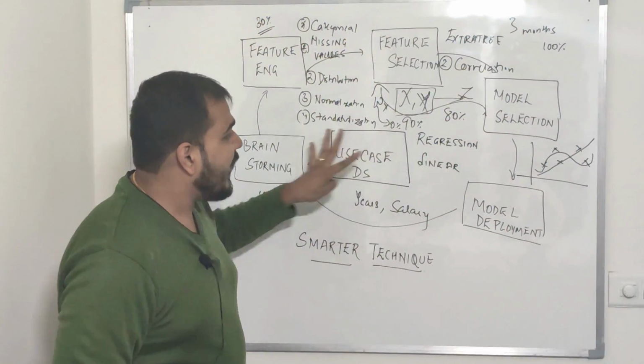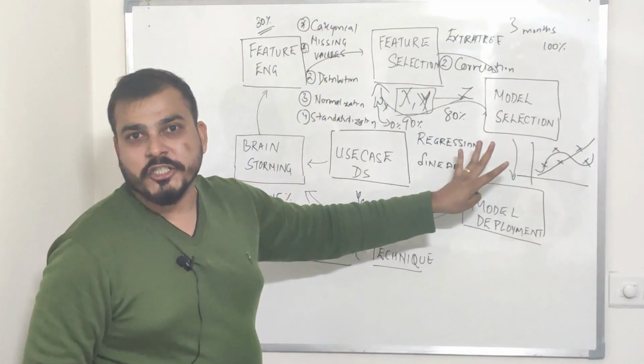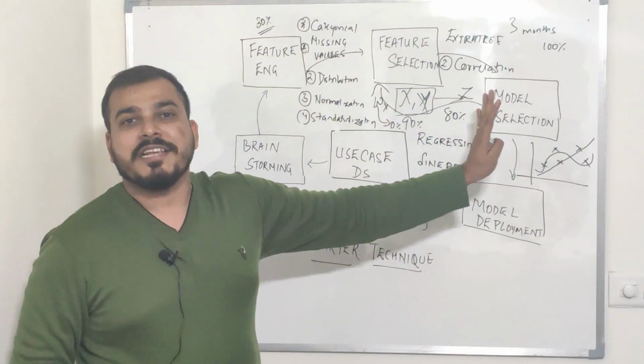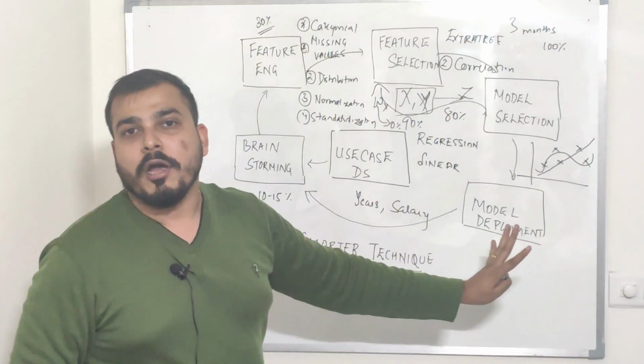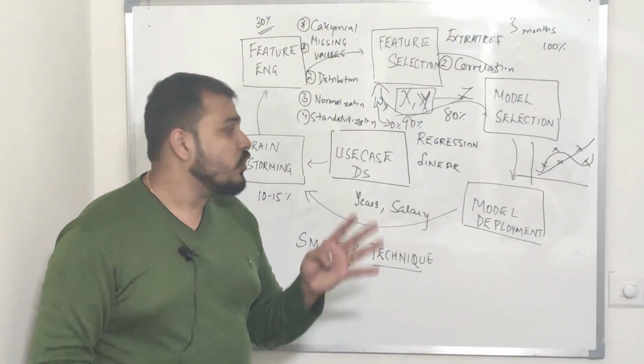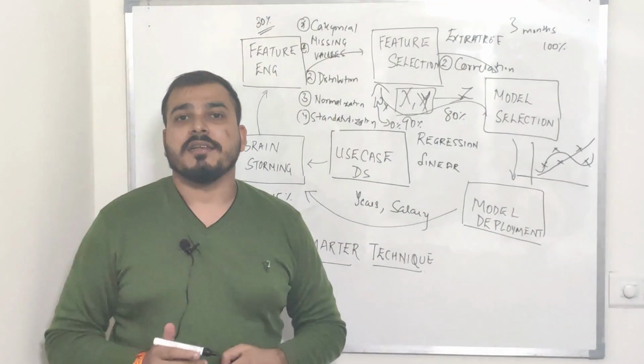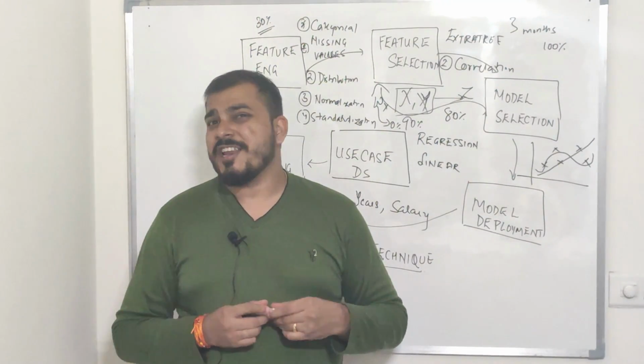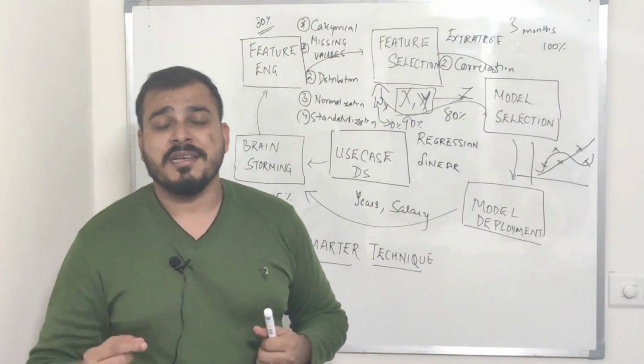In this particular thing, I'm not just learning linear regression. I'm learning feature engineering. I'm learning feature selection. I'm doing the model selection. And finally, I'm doing the model deployment. And that is the work of a data scientist. You should have knowledge in all these particular sectors. So this is how you should learn through reverse engineering. Reverse engineering is a much smarter way, guys.